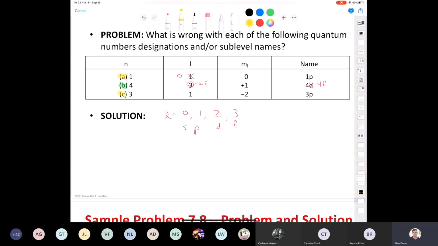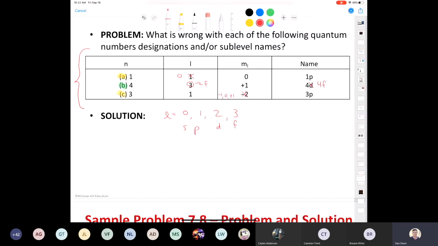Yeah, Grant says ML is wrong. I see there's a big problem with ML. ML is -2, right? That cannot be. The only possible values for ML here are -1, 0, or +1. So that's wrong.